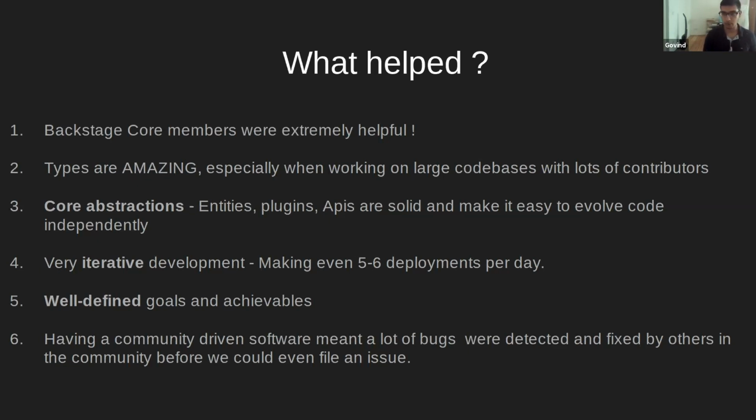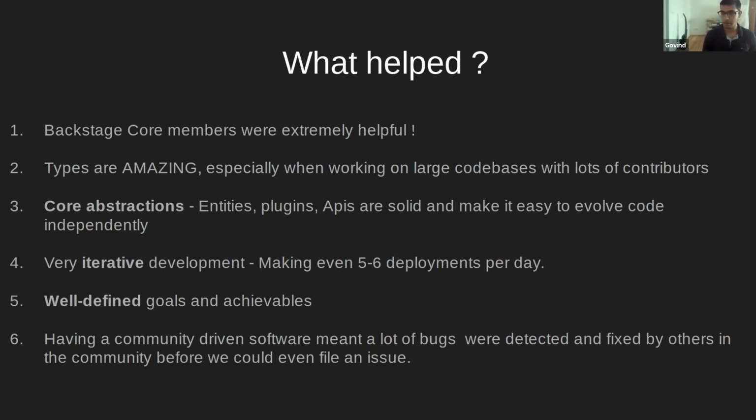So TypeScript was a huge boon, especially when you're working on a project with people from different teams and over long lifetimes. And the core abstractions are very solid. For example, the way entities are designed, the idea of plugins and how plugins provide APIs, they're extremely well thought out. Because of that, since the contracts are solid and flexible, it made evolving the code much easier.